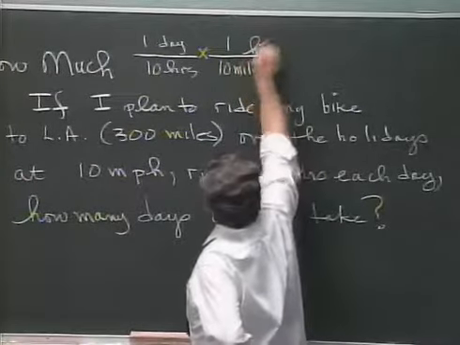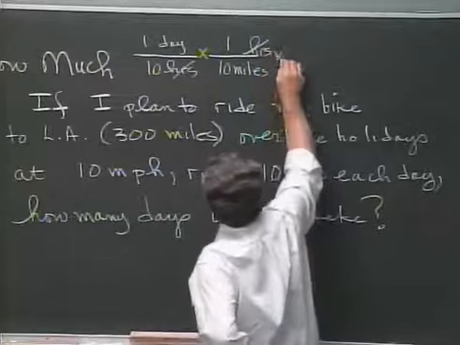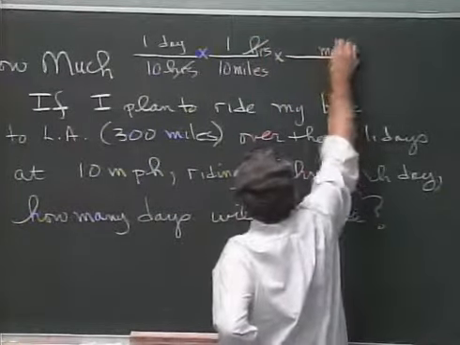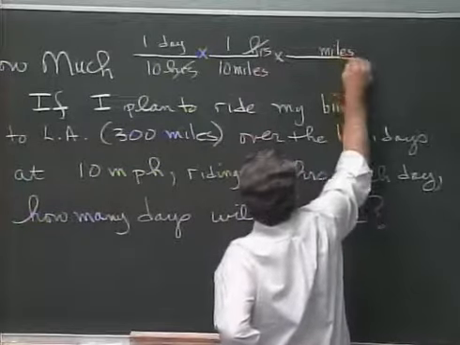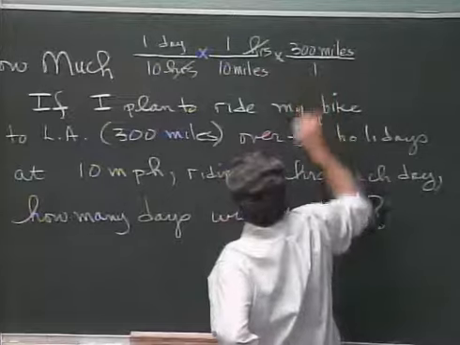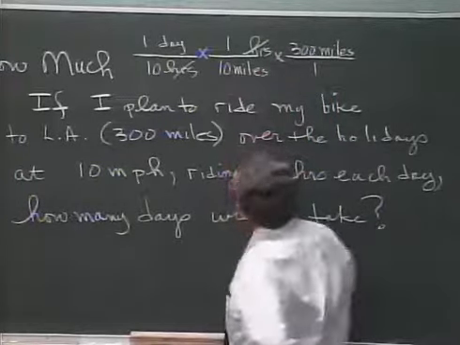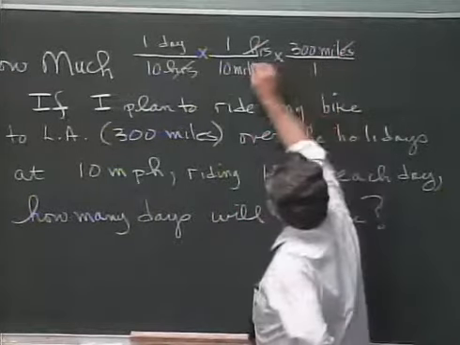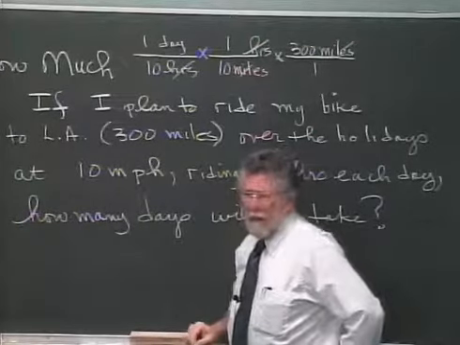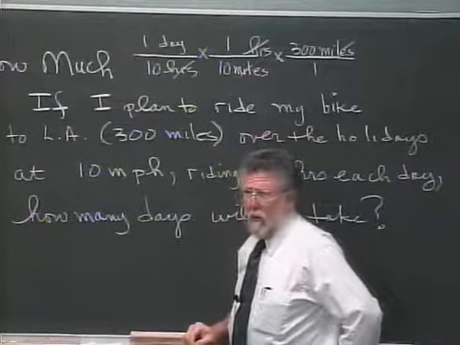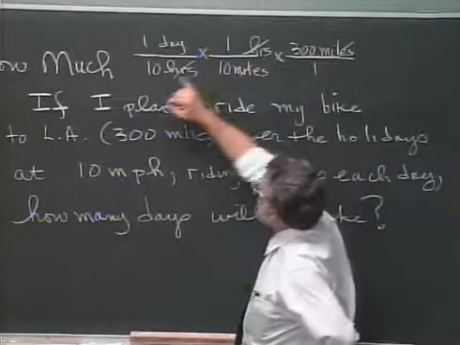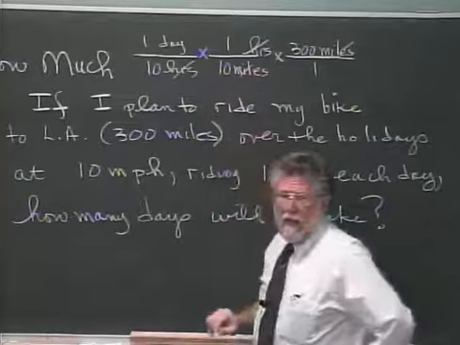So I have the hours canceling. Next fraction has to have what in it? Miles in the top. And how many miles would I be riding? 300 miles. Over what? The miles cancel. And of course, what do we get? 300 over 100. There's your 300 here, and I have 10 times 10 is 100, so I get 3.